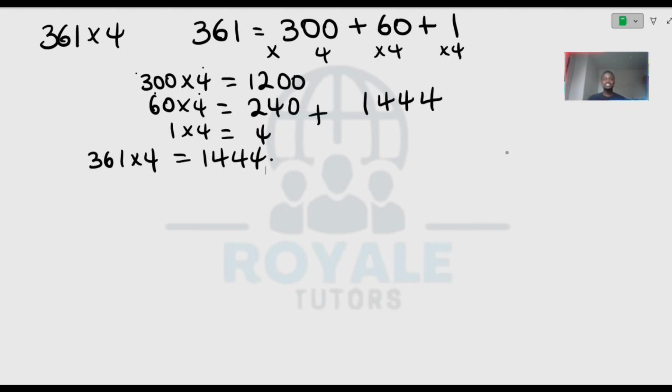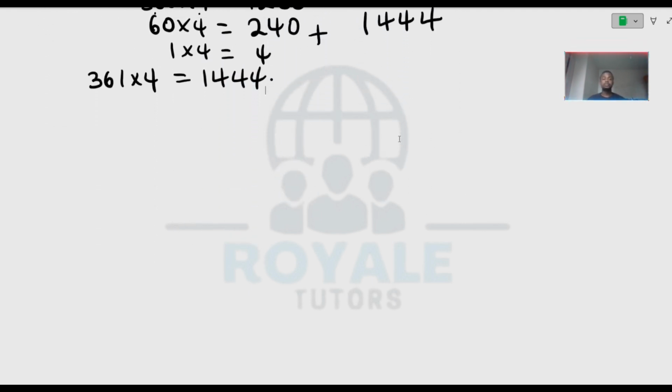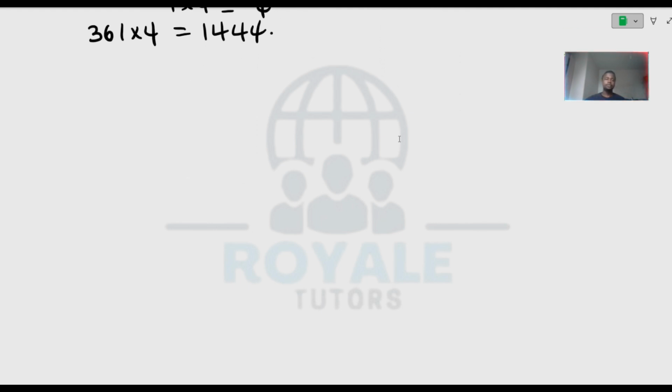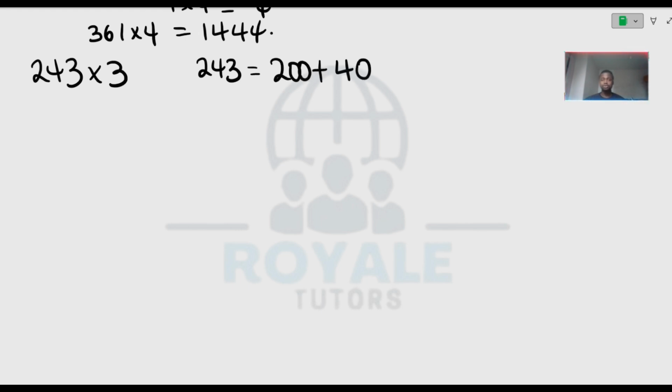All right, I'm going to pick the second example, which is 243 multiplied by 3. So what you do as well is to split 243 into the hundreds value plus the tens value plus the unit value. And then you multiply each of them by 3. So you have 200 multiplied by 3. You just do 2 times 3, which is 6, and you put 2 zeros at the back.